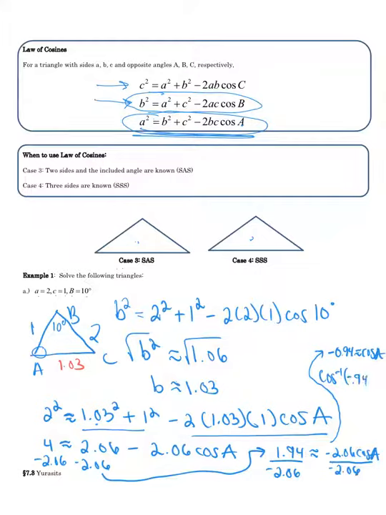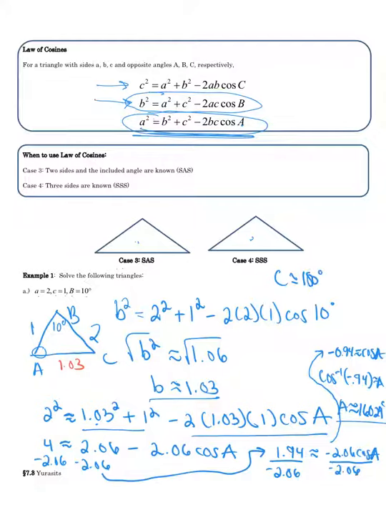Negative 0.94 will give me A, and I end up getting 160.29 degrees. To solve for the third angle, we have one side and one angle, and we know the other one is 10 degrees, so it has to be the leftover of 180. So that's angle C. Again, it is approximately, since I had to approximate A, 180.